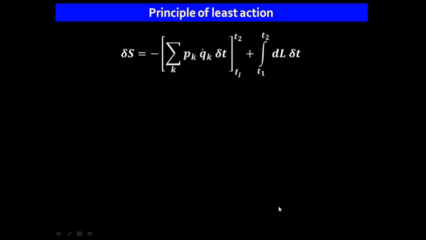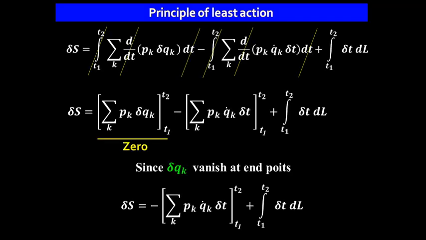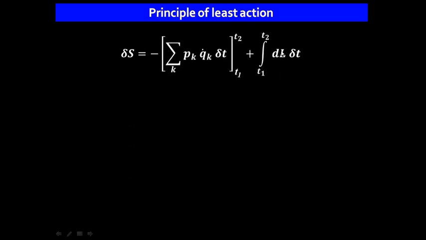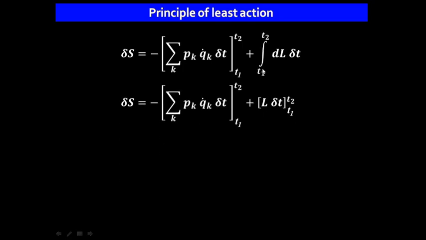Now we will solve this integral. To solve the second term on the RHS, right hand side, we'll keep dl here and delta t here. We know that the integration of dl is L. So it will be L into delta t. The limit is there from t1 to t2.